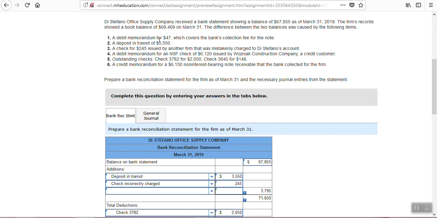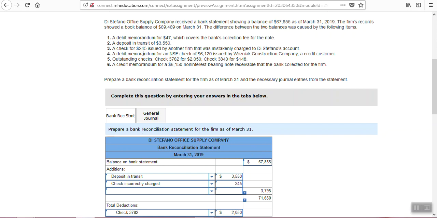The second one says a deposit in transit. So that's a deposit that we put in the bank, but the bank hasn't recorded yet. So we're going to take this $3,550 and record it as an addition to what the bank says we have. Because at some point, the bank's going to open back up. They're going to get that deposit, and they're going to record it, and it's going to increase this balance. So it falls in the additions area.